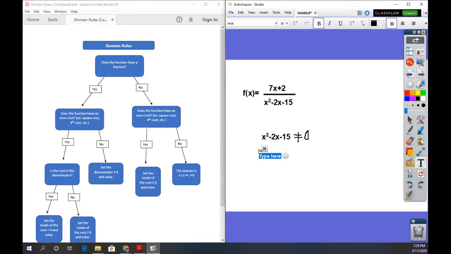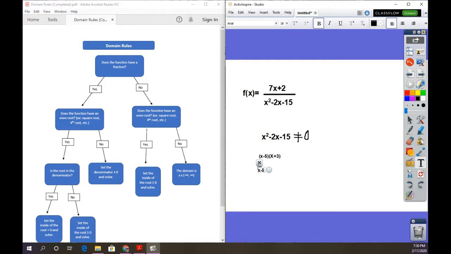You can solve this by doing the quadratic formula, you can factor, you can use the rational roots theorem, that is entirely up to you. However, I did make this easy to factor. So it's going to be x minus 5 and x plus 3. With those, we once again say those cannot equal 0. So we'd set each individual one.